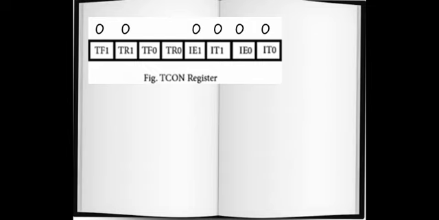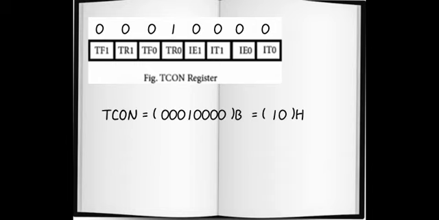Now TF0 is the overflow flag, and it is automatically set when TH0 overflows after FF. It should not be set now because it would stop the timer, so it should be equal to 0. And if the counting is to be started, the TR0 bit is required to be set, so it is 1 here. So overall the TCON register will be equal to 0001 0000 in binary, and it will be 10 in hexadecimal.